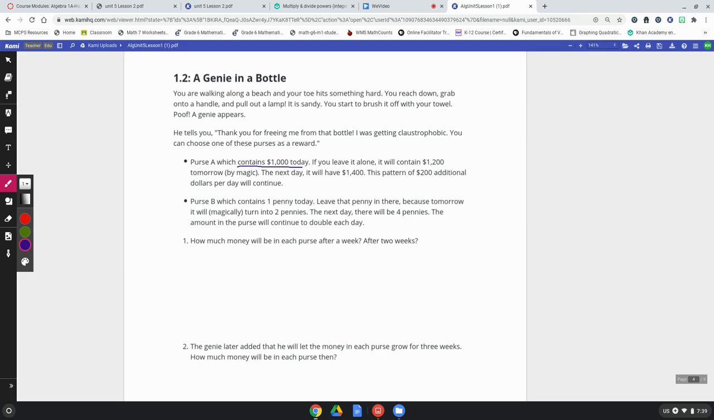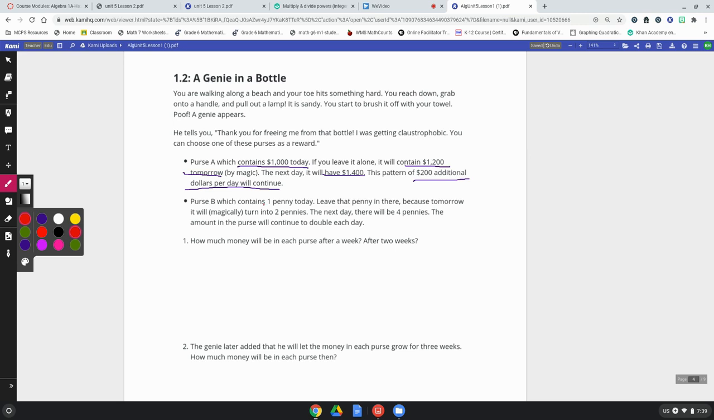Purse A contains $1,000 today. Not bad for just finding something. If you leave it alone, it will contain $1,200 by tomorrow. The next day will have $1,400. The pattern of 200 additional dollars per day continues.